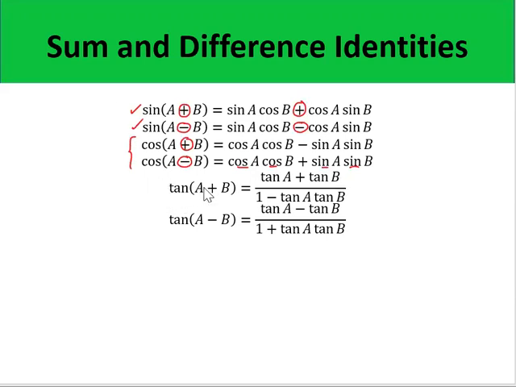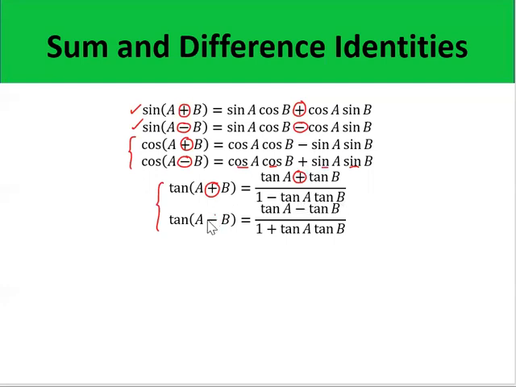Now for the sum and difference identity for the tangent, we have tangent of A plus B is equal to tangent of A plus tangent of B, over something. Observe here that if we are using the sum identity for tangent, the terms in the numerator are separated by a plus sign. But in the denominator, we have to reverse the sign in the numerator. So we have 1 minus the product of tangent A and tangent B.